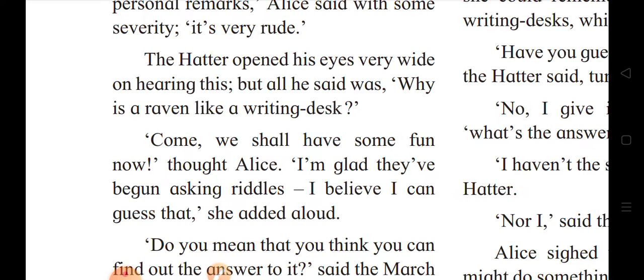"Come, we shall have some fun now," thought Alice. "I'm glad they have begun asking riddles. I believe I can guess that," she added aloud. So she thought that both of them were speaking as if they were asking her riddles and she has to answer those questions. She also agreed that let's have some fun now.